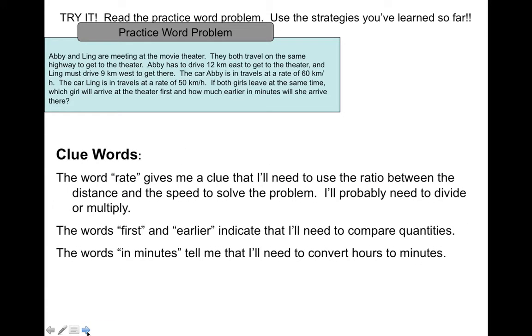The clue words. Rate gives me a clue that I'll need to use the ratio between the distance and the speed to solve the problem. Might need to divide or multiply. The words first and earlier indicate that I'll have to compare. And the words in minutes tell me that I'll have to convert hours to minutes.